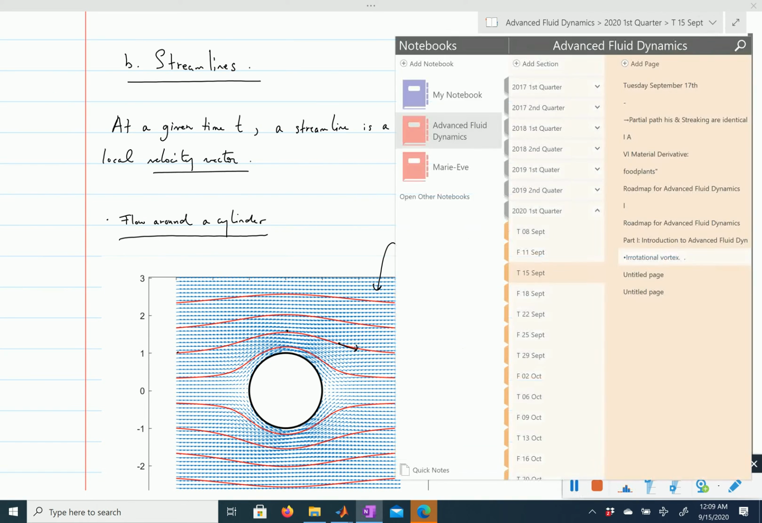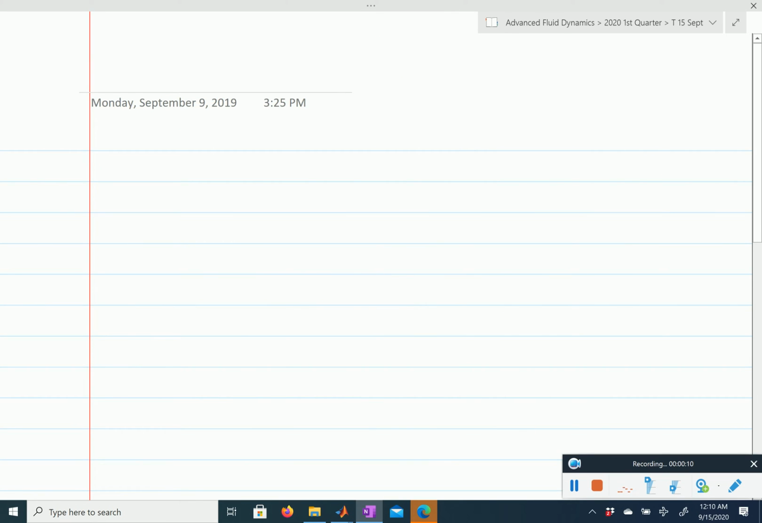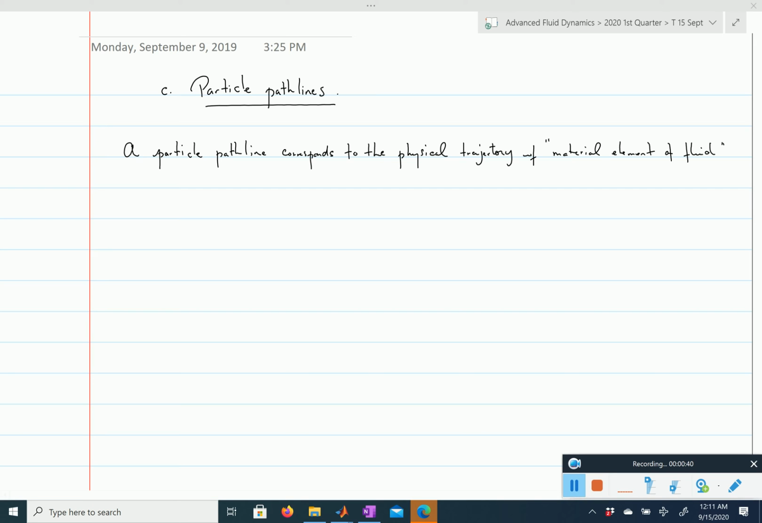Now, another way of representing or visualizing flow motion is with particle path lines. Particle path lines are usually what we experimentally observe because they correspond to the physical trajectory of a material element of fluid, which we follow with time.